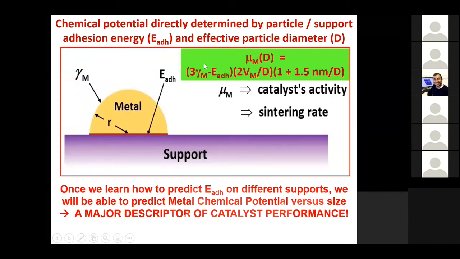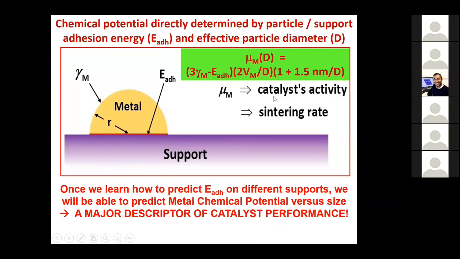If we can just get these adhesion energies and start to predict adhesion energies at metal support interfaces, we will have a huge predictive ability for particle size effects right down to the smallest particles in catalysis. These things correlate with catalyst activity, or the strength with which the catalyst binds molecules, and with the sintering rates in a very quantitative, equation-like way.